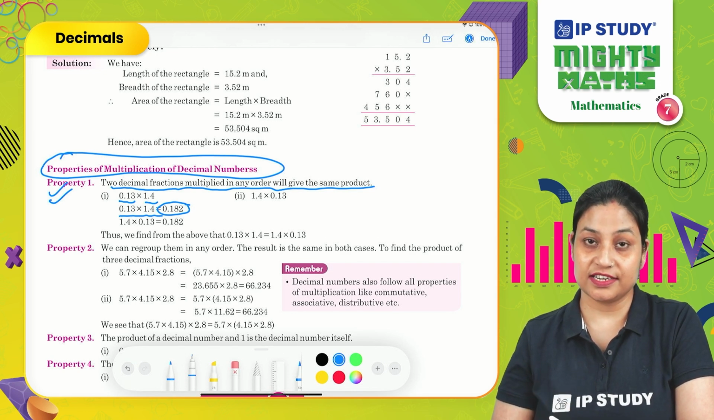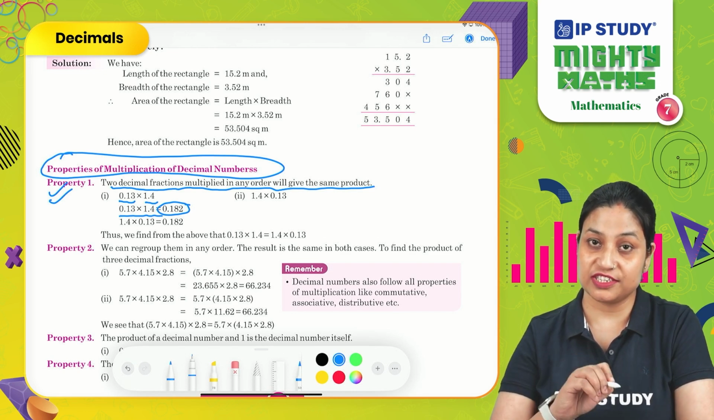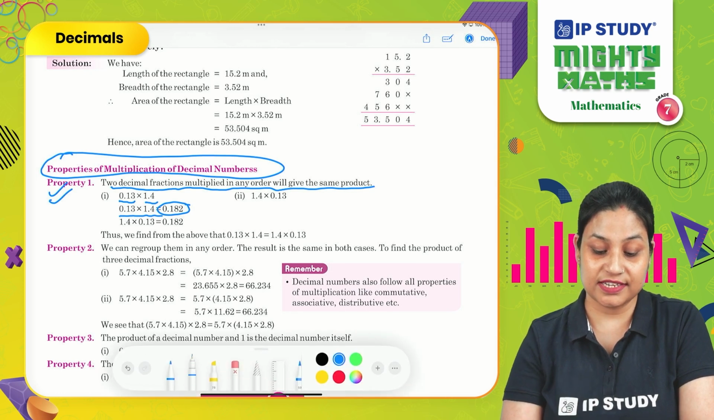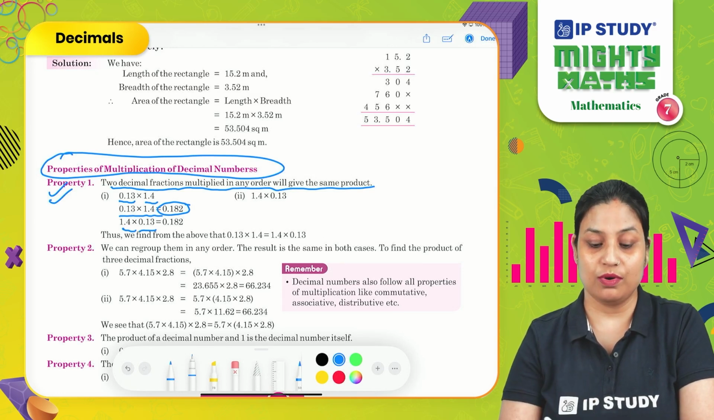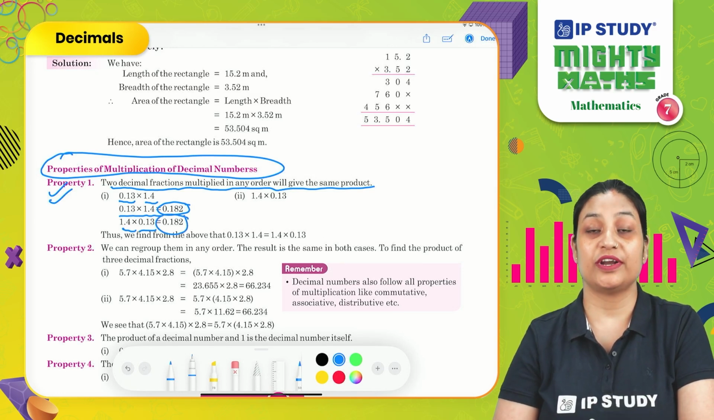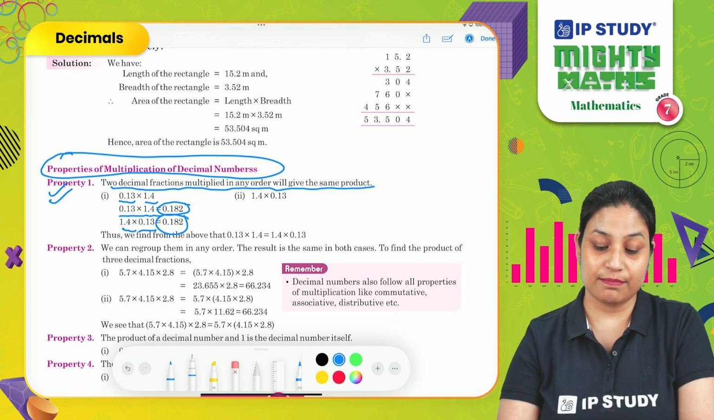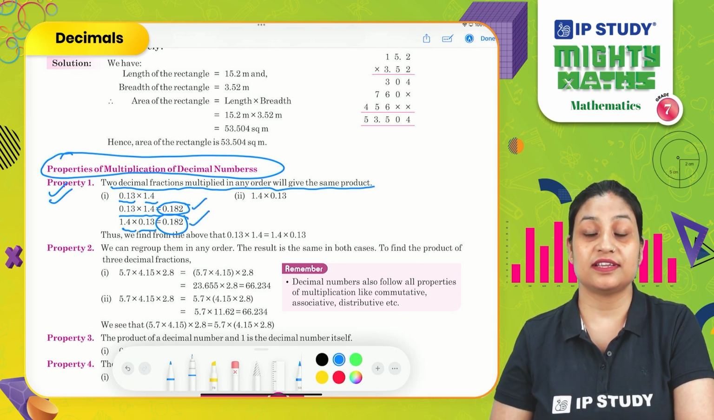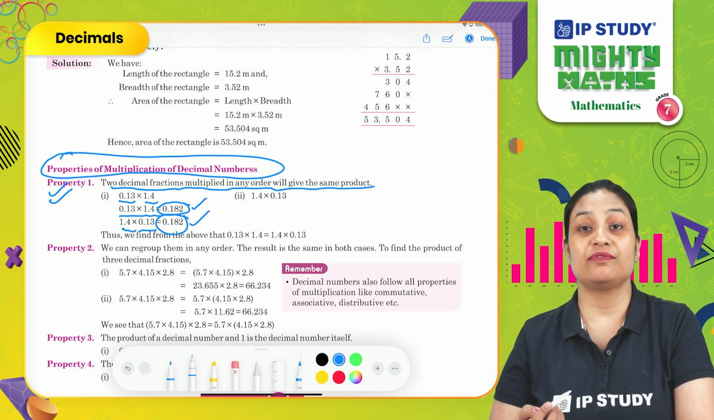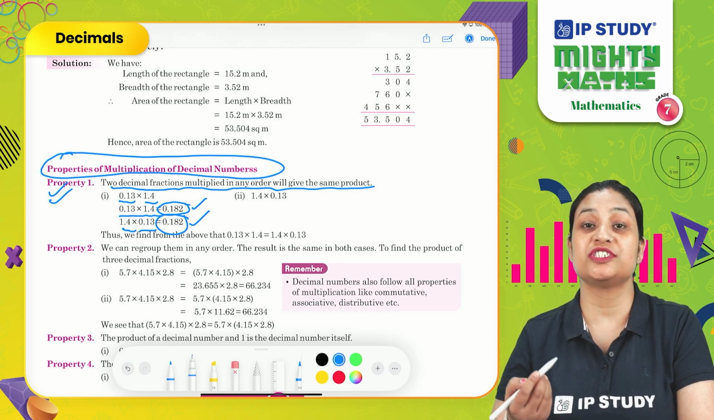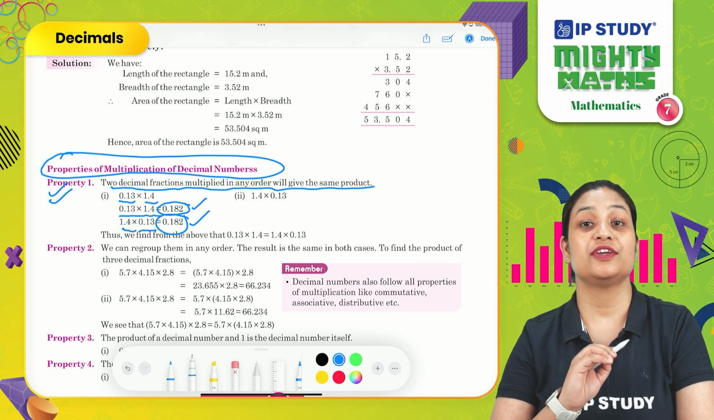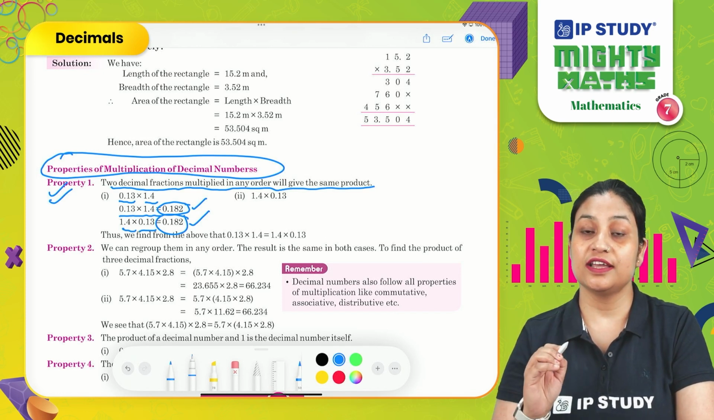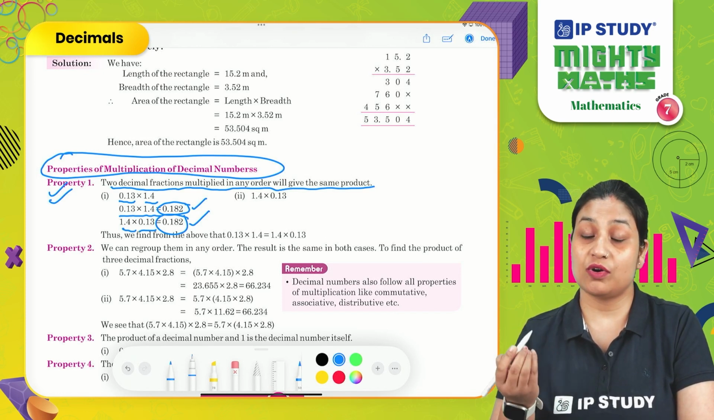Now let's take another scenario. We will change the order, right? Now in the second scenario, I am multiplying 1.4 with 0.13. If I do so, what will I get? I will get 0.182 again. You can see in both cases the result is the same. This implies multiplication of two decimal numbers is commutative, because changing the order of the numbers does not affect your result at all. So we can say the multiplication of decimal numbers is commutative.